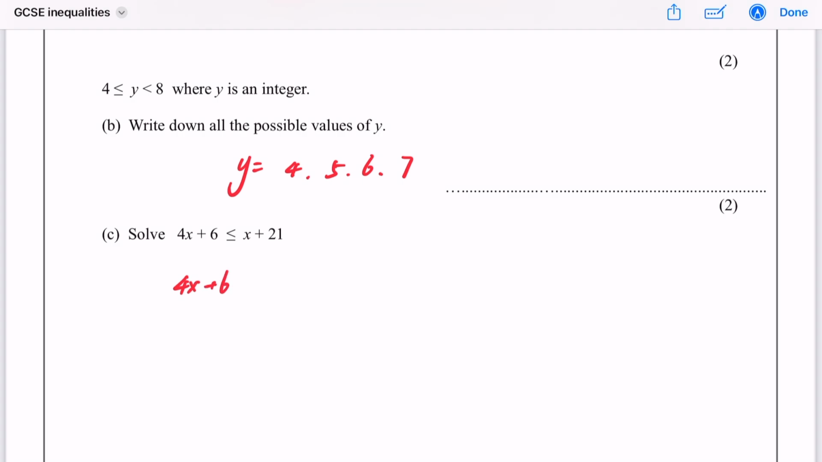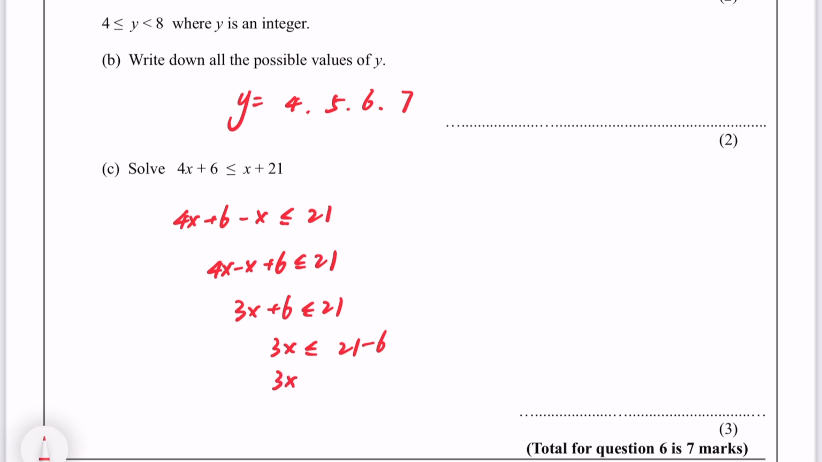4x plus 6 minus x, that's all equal to 21. 4x minus x plus 6, that's all equal to 21. 3x plus 6, that's all equal to 21. And then rearrange the 6. 3x less or equal to 21 minus 6. 3x less or equal to 15.